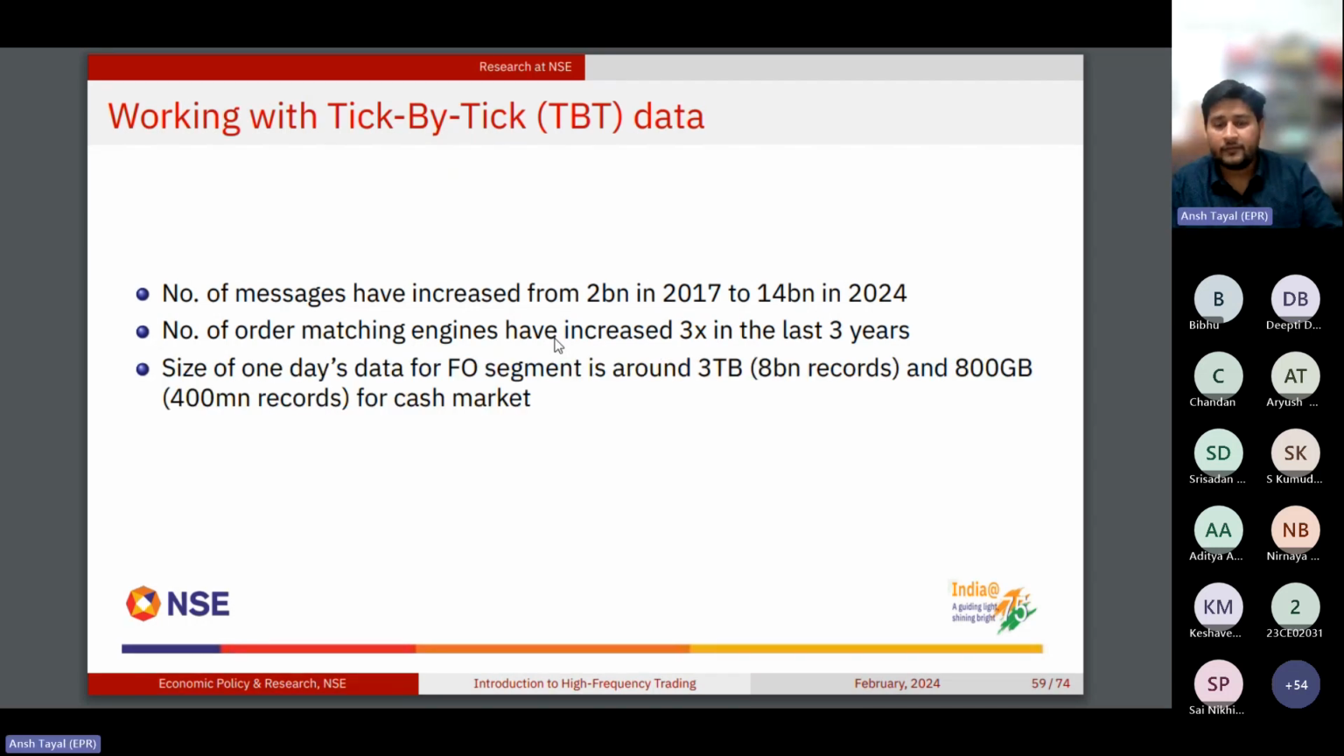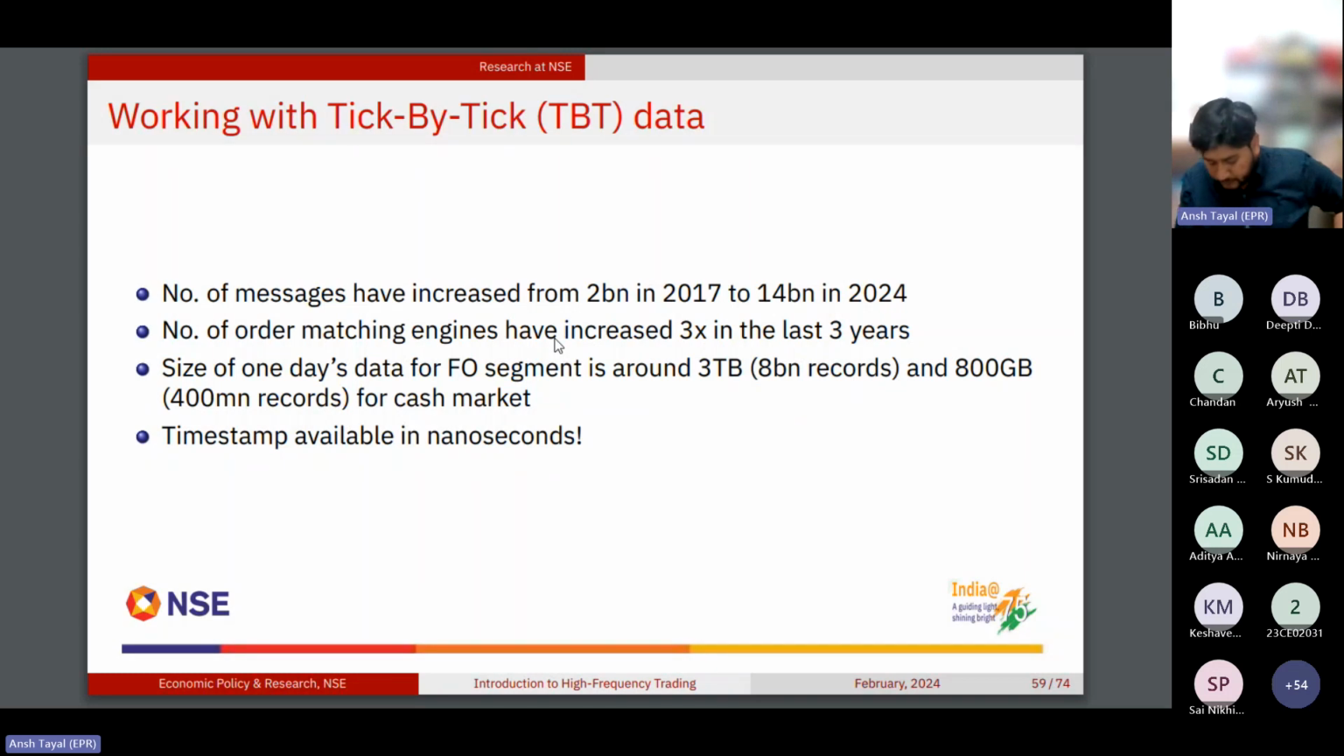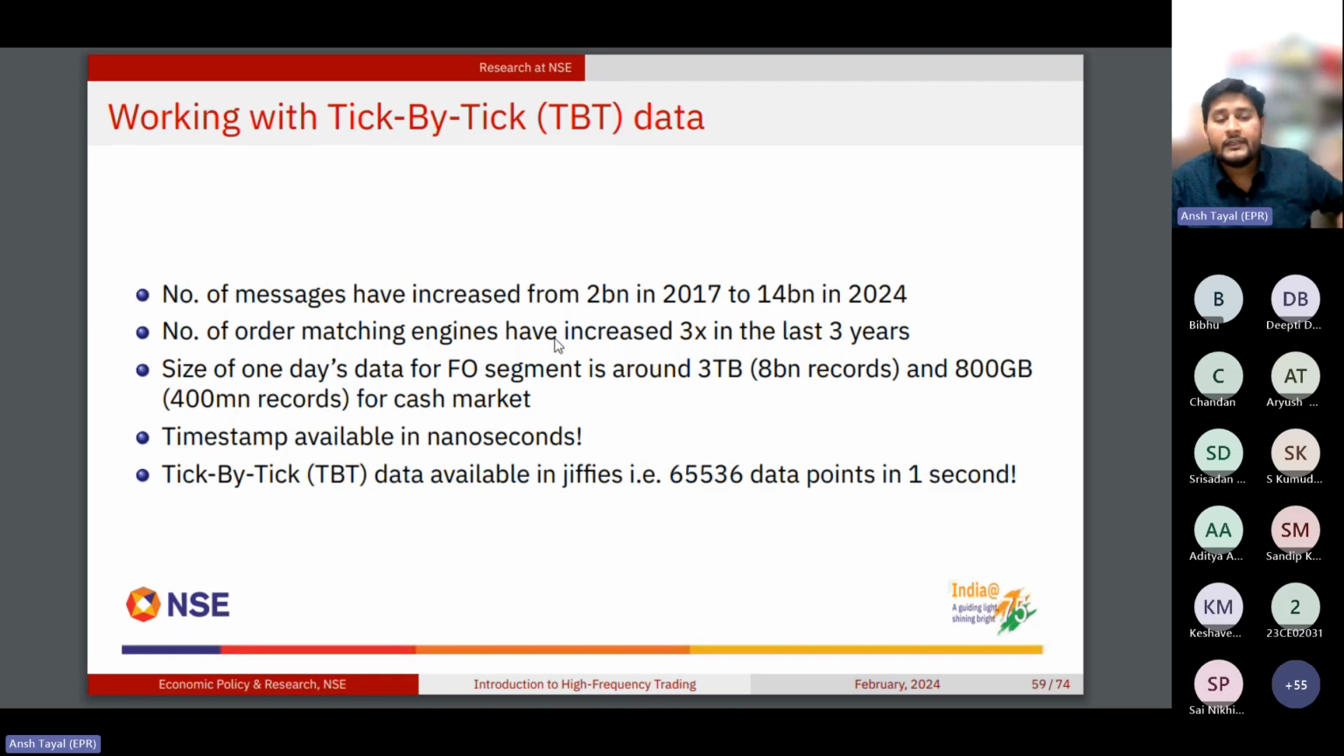Now, this I've already mentioned, one day's futures and options data is around 3 terabytes, 8 billion, which has now become 14 billion, and similarly 800 GB of data for the cash market. So today we have timestamps available in nanoseconds. Given the amount of data we work with, microsecond and millisecond were not enough. So we have nanoseconds now, and tick by tick.